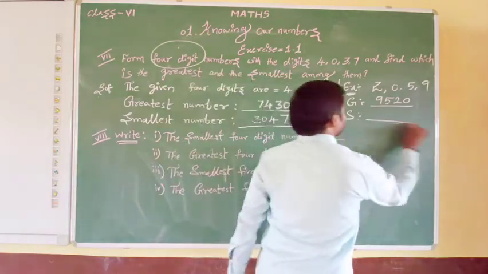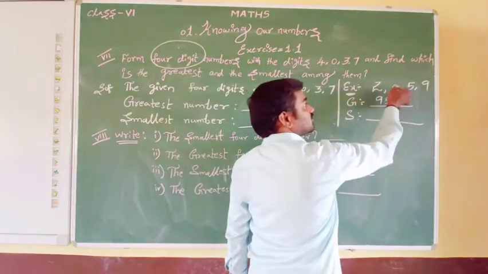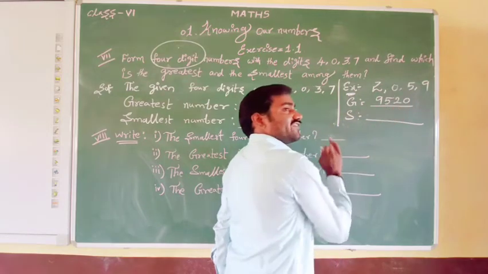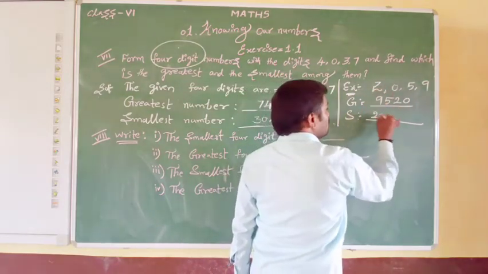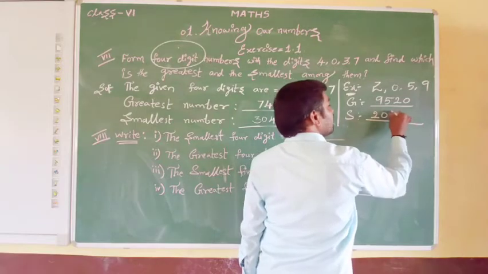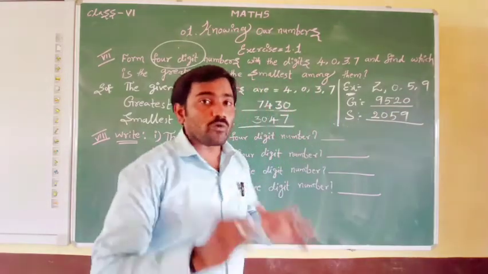Now the smallest number, simple. First we have to see that there is a 0. So the 0 should not be written first. Next we go for 2. Next we go for 0. Next 5 and 9. I hope you understood.